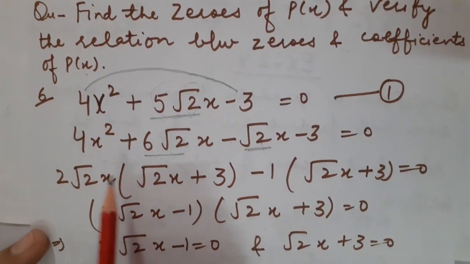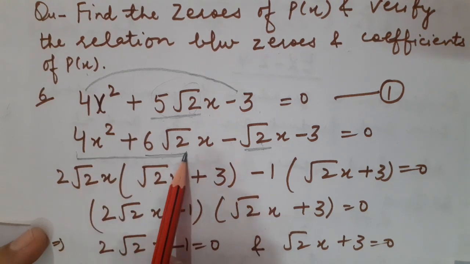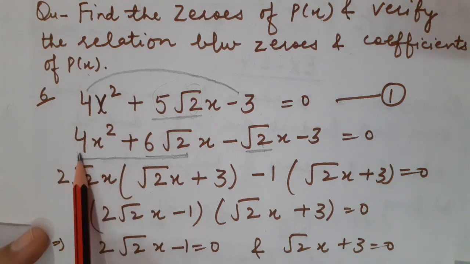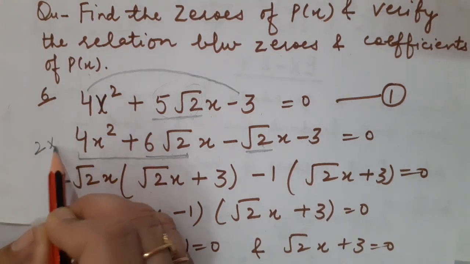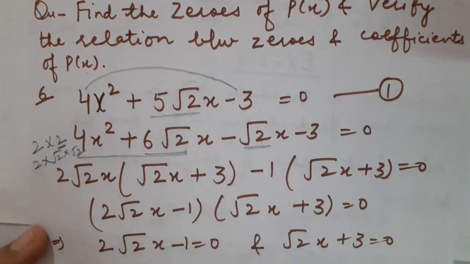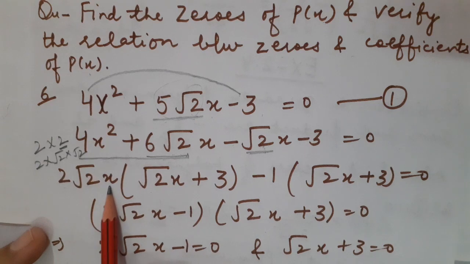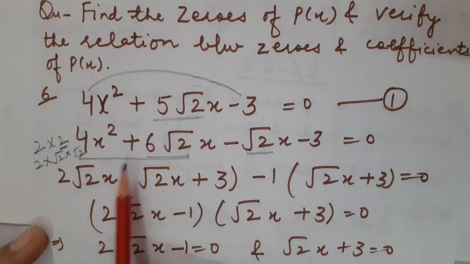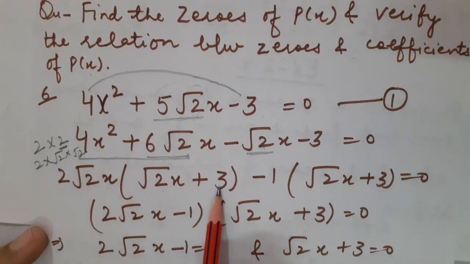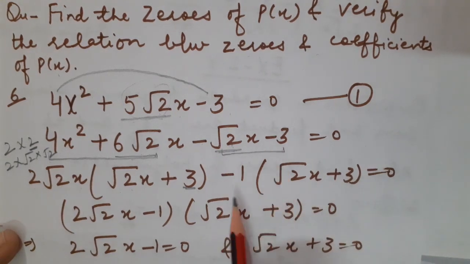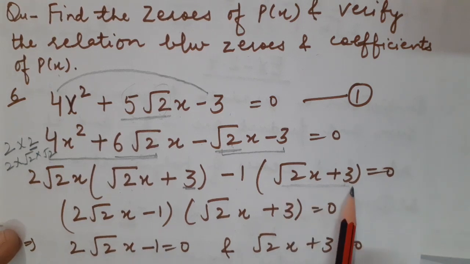Correct, children? Now please be alert while taking common from these first 2 terms. I am going to take 2 root 2x as common. See, I am going to split this 4. Can I write 2 into 2? After that, this 2 I am going to further split, that is root 2 into root 2. So I am going to take 2 root 2x as common. Inside only 1 root 2x is left. Here root 2 has gone outside. 2 has also been taken as common. So what is left inside? That is 3. From here I have taken minus 1 as common. So inside the bracket I have got root 2x plus 3.